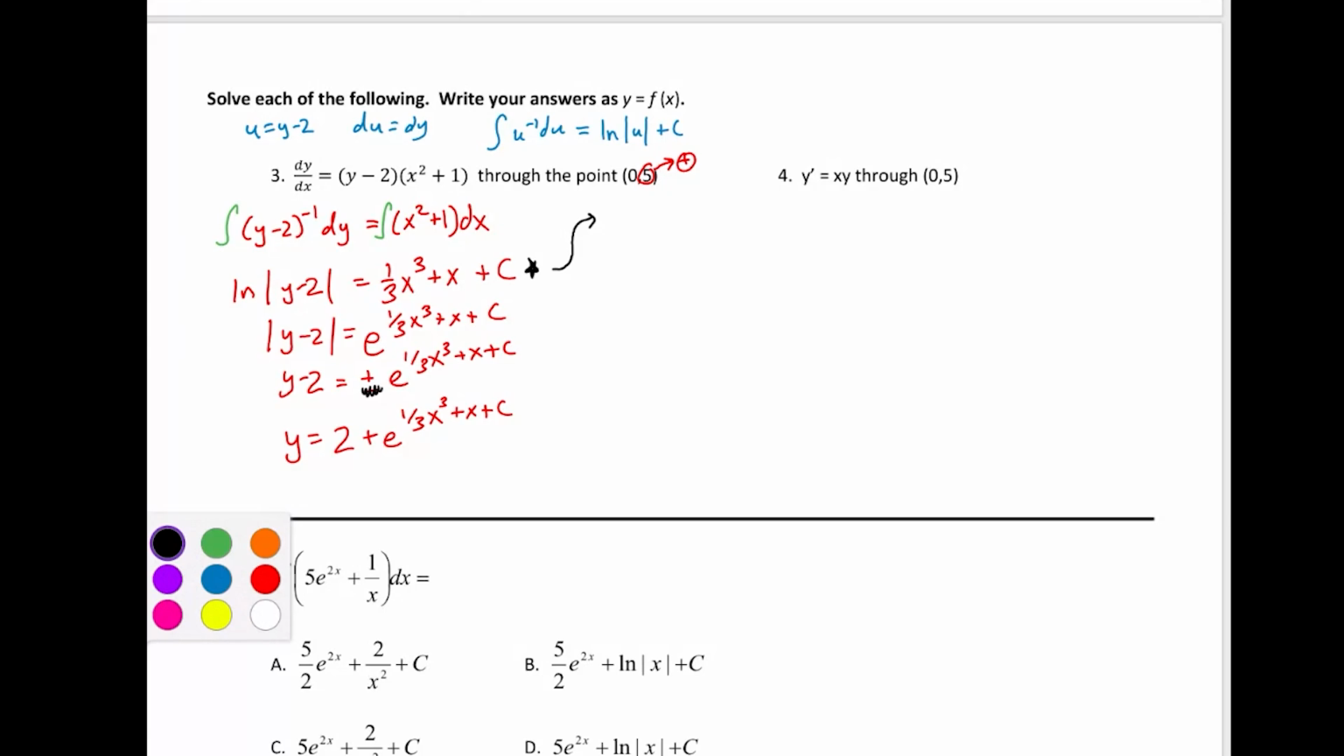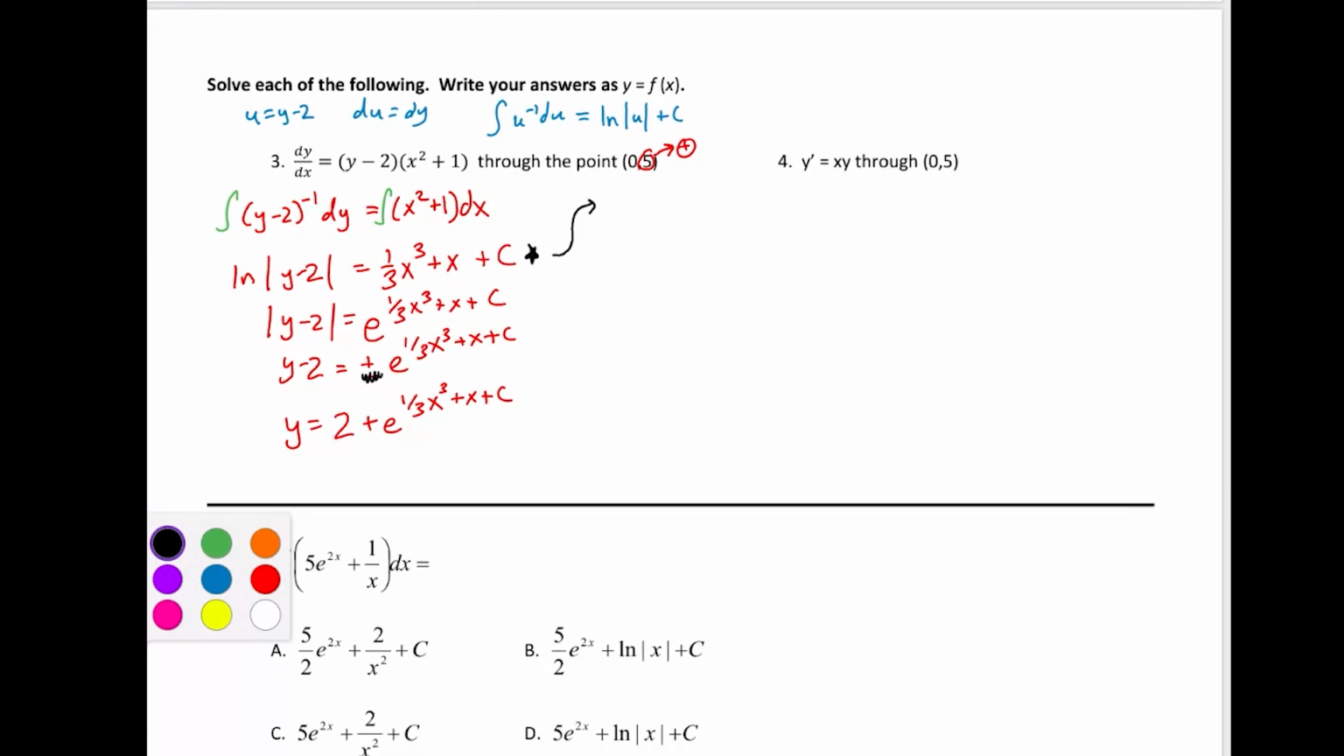All right, if I substitute in 5 for y and 0 for x, I'm going to get the natural log of 5 minus 2, which is 3, equals 1/3. Now, x is 0, so this is just going to equal c. So we have 0 plus 0. So yeah, c is just the natural log of 3. You can actually drop those absolute value bars and just put regular old parentheses because the absolute value of 3 is 3. So now we're ready to write our final answer here. y equals 2 plus e to the 1/3 x cubed plus x plus the natural log of 3.